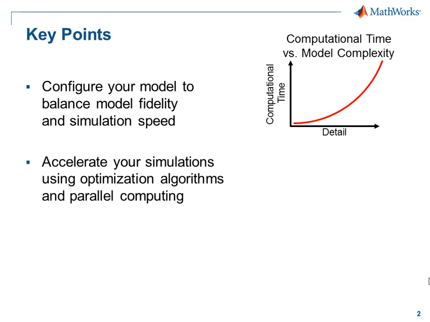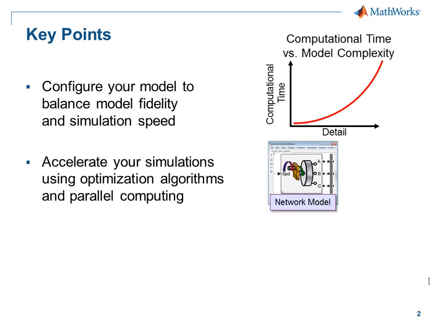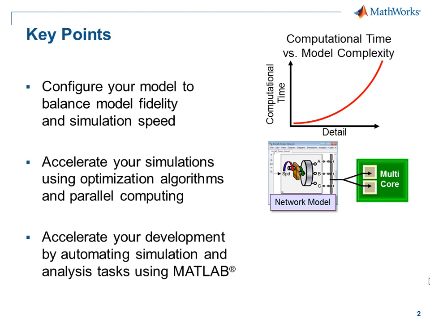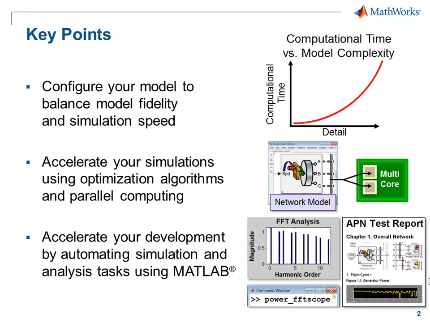We're also going to see how you can accelerate your simulations using optimization algorithms and parallel computing. We'll see how we can distribute simulations to multiple cores on my machine, accelerating tasks such as estimating parameters and parameter sweeps. And finally, we'll see how you can accelerate your development by automating simulation and analysis tasks using MATLAB. We'll see how we can use MATLAB scripts to perform harmonic analysis and document the results of any task performed in an automatically generated report.